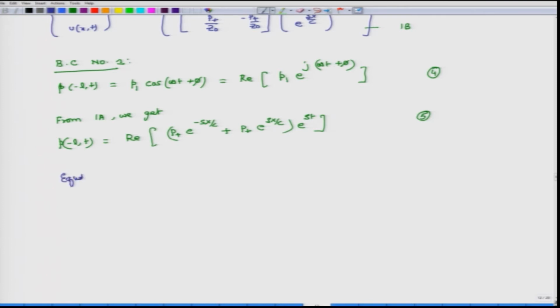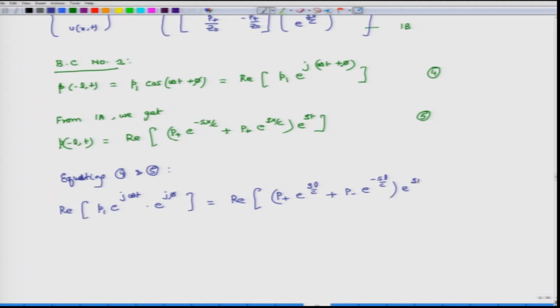So, equating 4 and 5, what do we get? Real of P1 e to the power of j omega t e to the power of j phi is equal to real of P plus. So, I am going to put x equal to minus L here. So, it will be e to the power of s L over c plus P minus e to the power of minus s L over c, times e to the power of s t. So, this is equation 6.